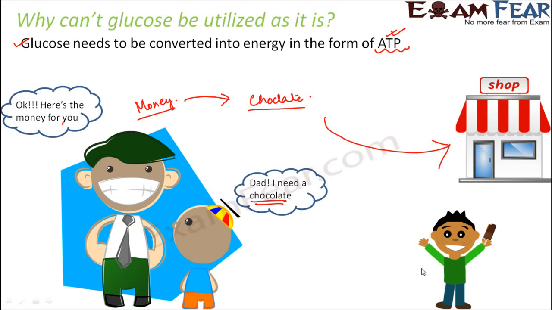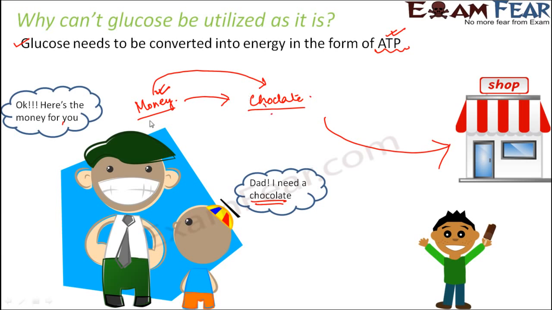So in a very similar way, by the process of photosynthesis, now the plant needs energy to do so many different activities. Right? So the energy which the plant needs is like the chocolate. So it needs the energy in a particular form. So that particular form is like this chocolate. But now, the leaves of the plant or the green parts of the plant are preparing food by the process of photosynthesis in the form of money. So the glucose is like money. So glucose cannot be utilized as it is by the plant. So the glucose needs to be converted into energy in the form of ATP molecules. So chocolate here is the ATP molecule and money is the glucose.